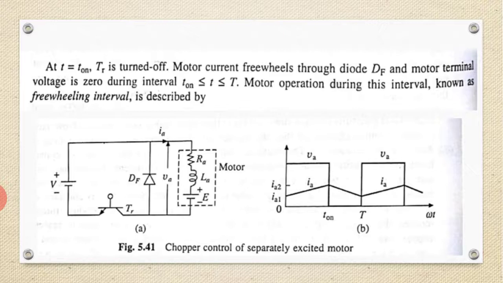The ratio of the duty interval T on to the chopper period T is called the duty ratio or duty cycle. It is denoted as delta. Thus delta is equal to the duty interval divided by T, or T on by T. The terminal motor voltage VA is nothing but 1 divided by T integral from 0 to T on, because the switch is turned on between 0 and T on only, of V dt. So we will get delta V.